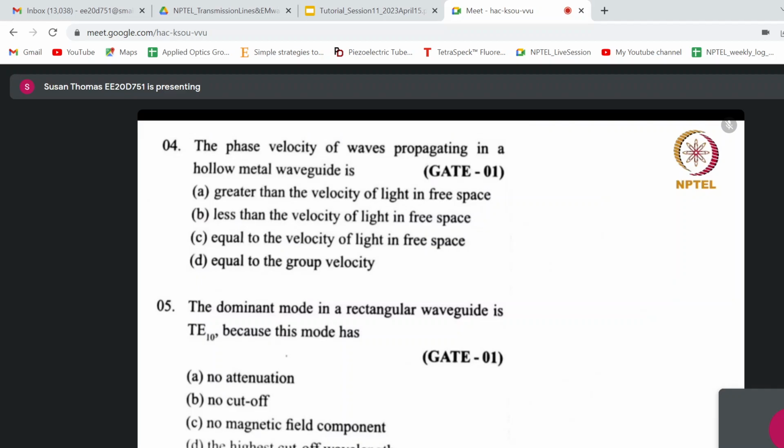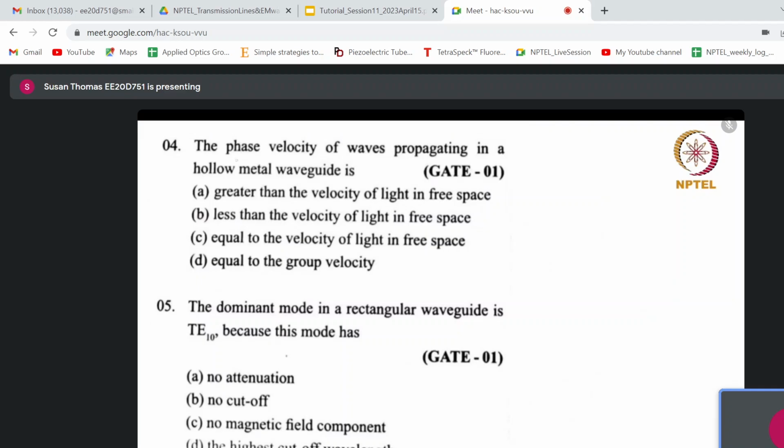Okay. So next question is on phase velocity. We had a discussion on phase velocity in the previous week. So this is a very simple question based on that.